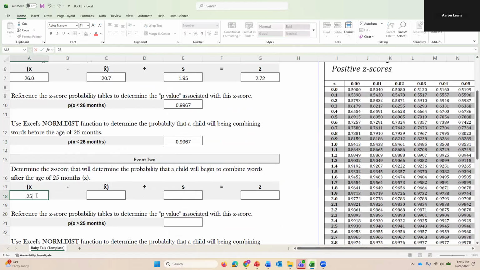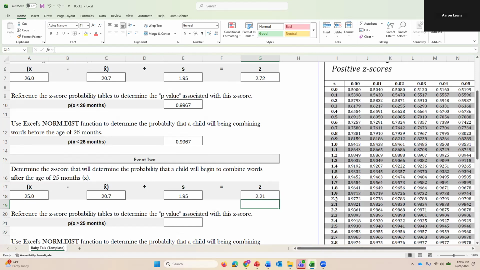And in this case, 25 is going to be our x. The x bar is still this 20.7 that we used before. The sample standard deviation is still 1.95. So z equals (x minus x bar) divided by your sample standard deviation, or your s, and we get 2.21. So a child beginning to speak in sentences at 25 months would be 2.21 standard deviations above the mean.